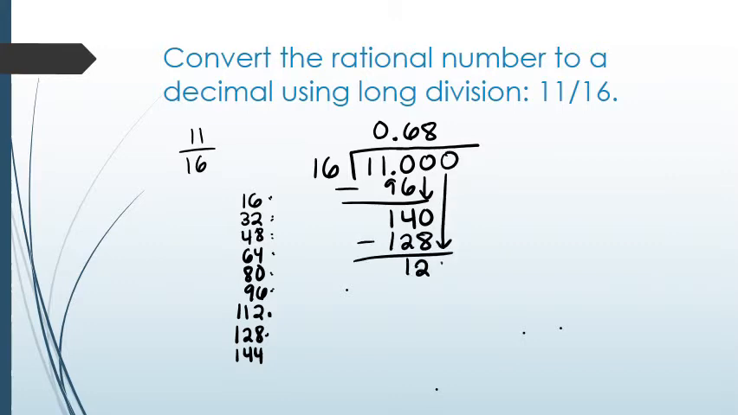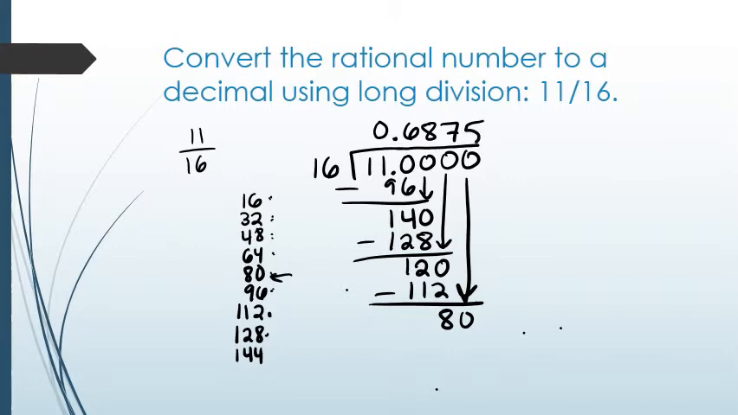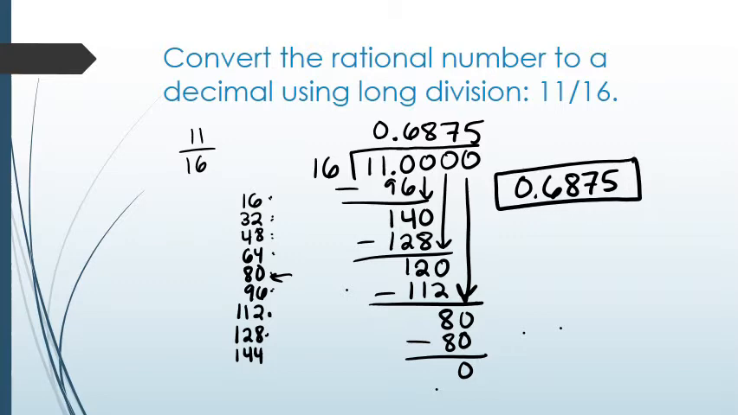And then we have 120. And 16 is going to go into 120 7 times, as 112. We are left with 8. And now 16 goes into 80 5 times. And at that point, this problem is then done because my decimal has ended. It's terminated. So the answer I'm looking for here is 6,875 10,000ths. Make sure your decimal point is in the right spot.